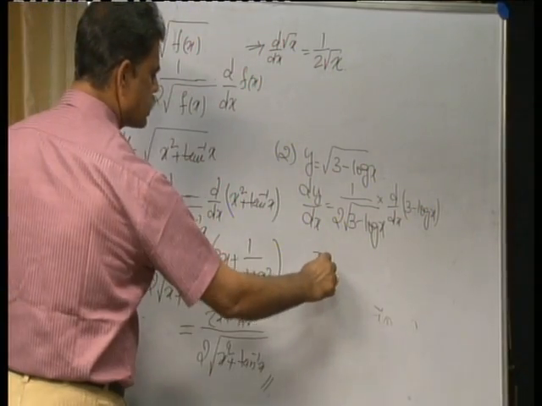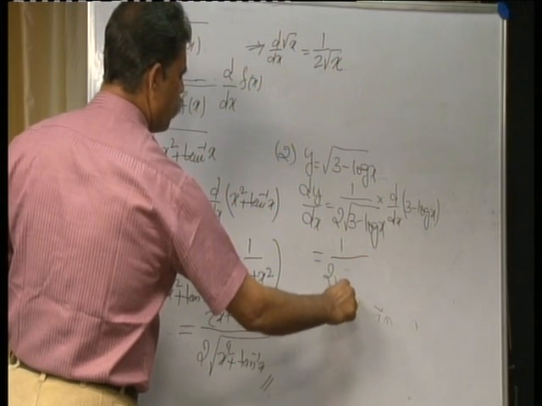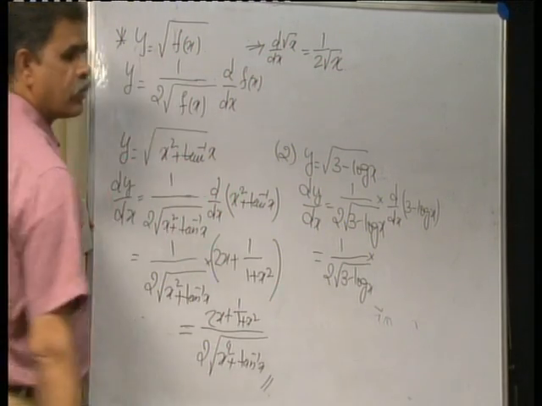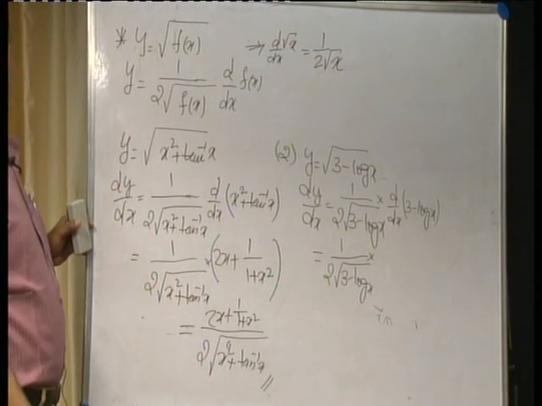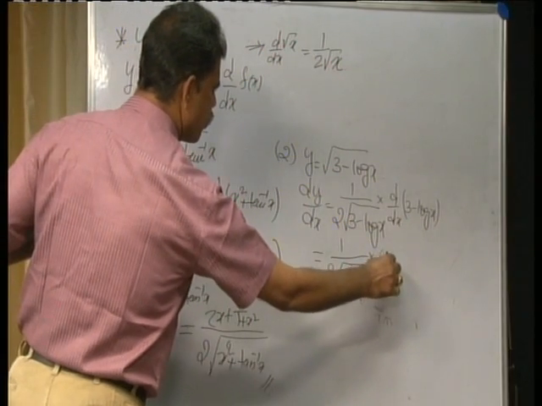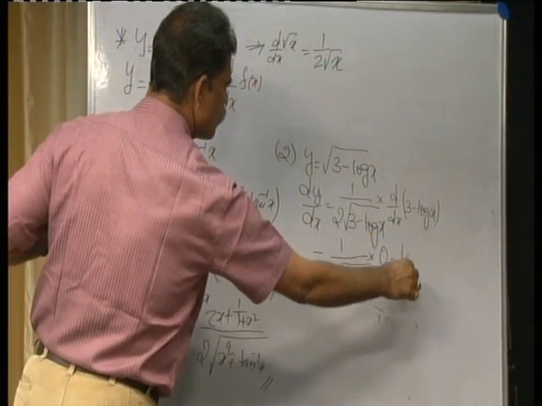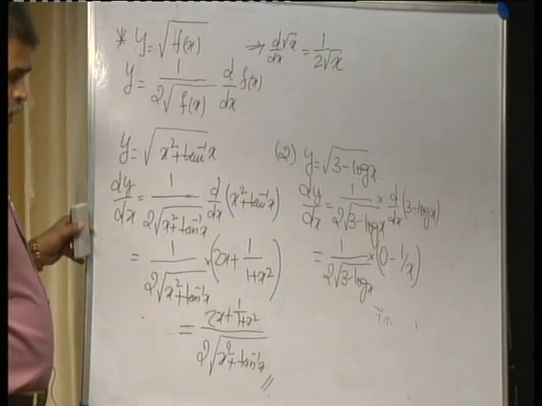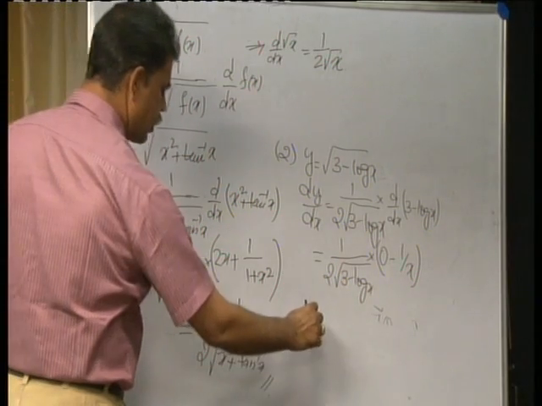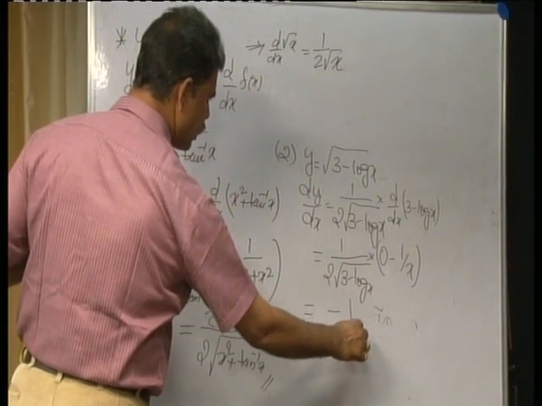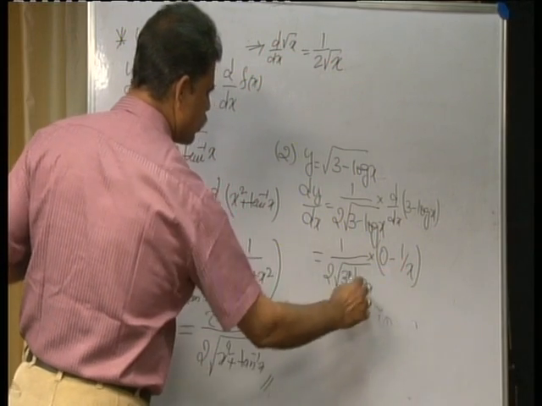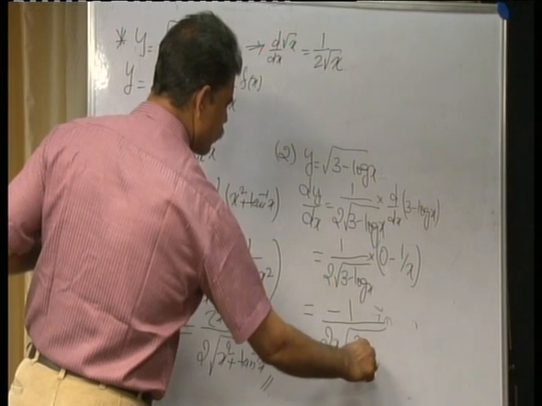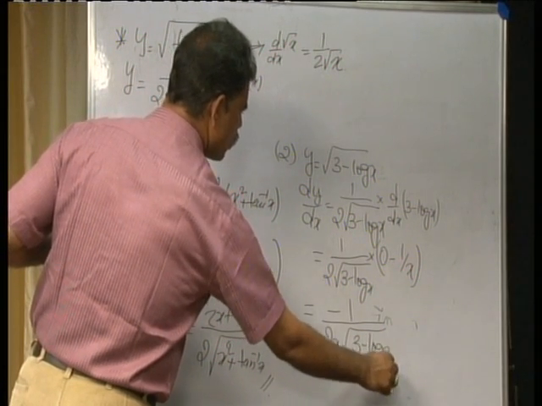This is equal to 1 divided by 2 root of 3 minus log x, into the differentiation of 3 minus log x. Differentiation of 3 is 0, minus the differentiation of log x, which is 1 by x. 0 minus 1 by x is minus 1 by x. Hence, we can write it like this: minus 1, and x is taken to the denominator. This is 2x into root of 3 minus log x.